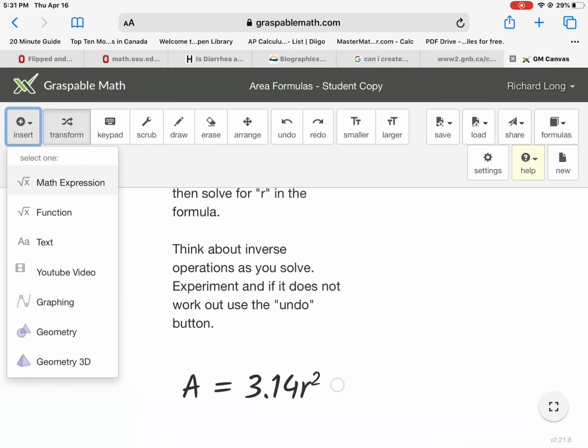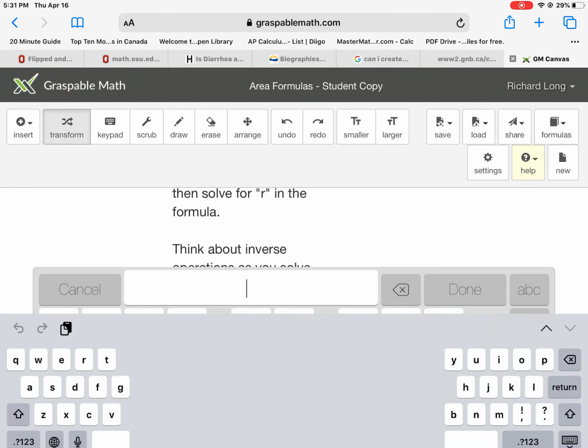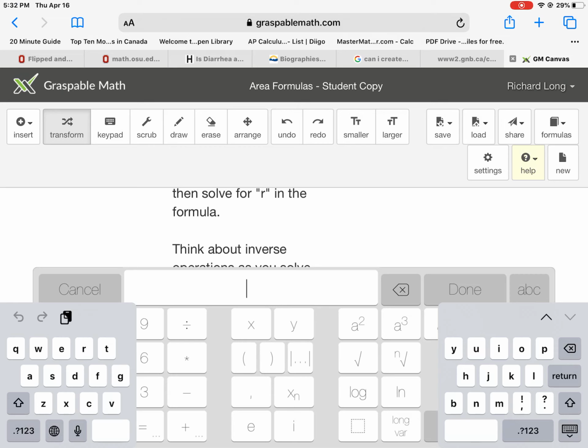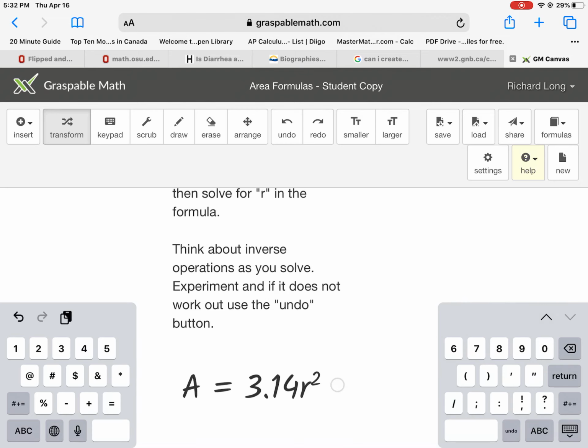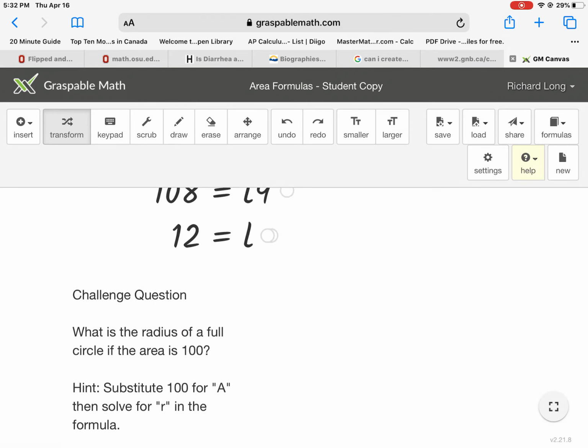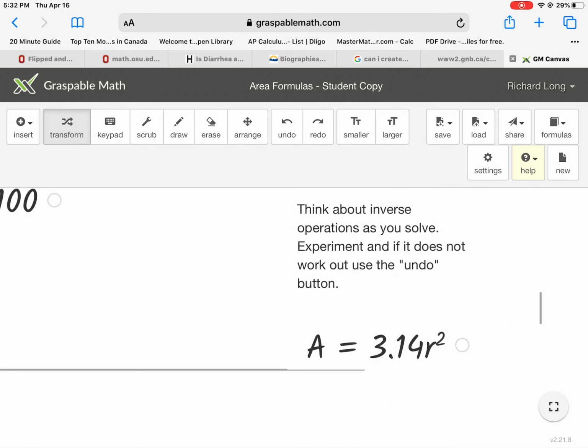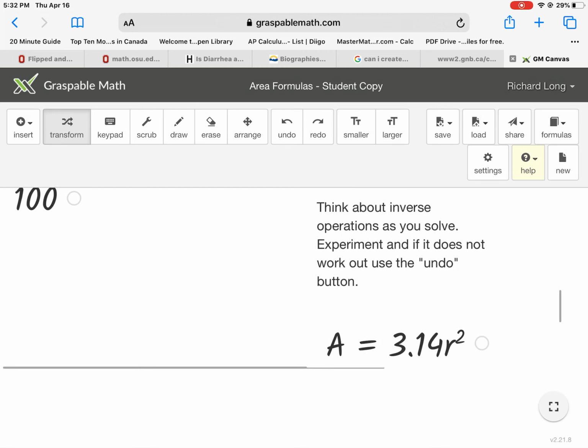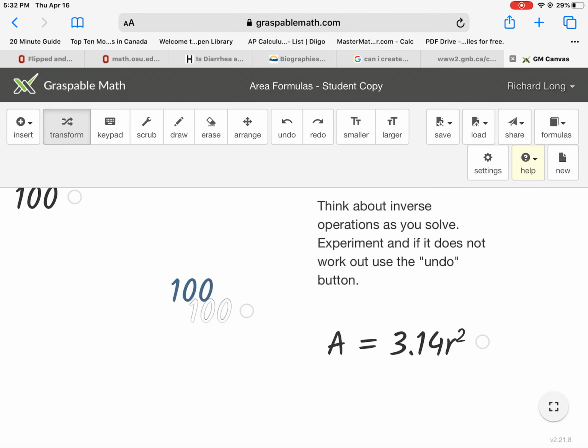I press insert, math expression, and I can just put the number 100 here. Okay, that's all I have to do. 100, done. Now, where is that 100? Oh, there it is, way over there. So I'll take that 100, and actually I'll bring that to there. So I've got 100. Now I need to substitute in for the area. So I grab the 100, and I'm going to replace area with 100. Okay, get rid of the brackets.